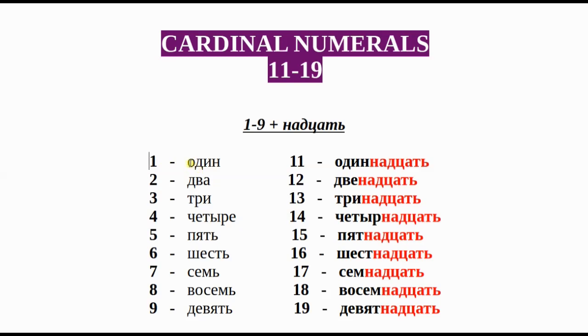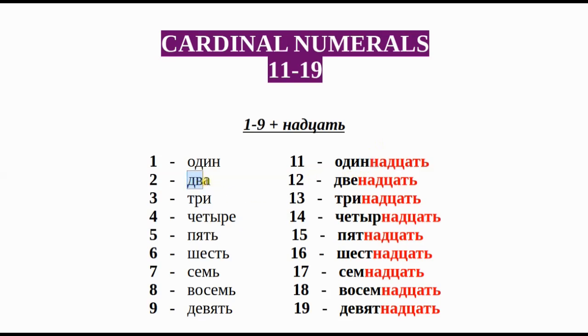So we have 1, which is один, and then we have 11. We basically take один and add the ending надцать. Надцать comes from old Russian, and it means basically over 10. So if we translate this word by word, it means 1 over 10. So 1 over 10, 11. It is pronounced as одиннадцать. Notice that we have two N's here.